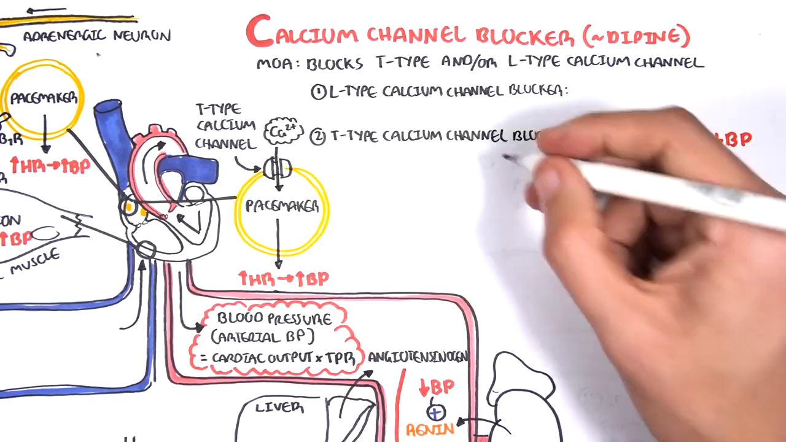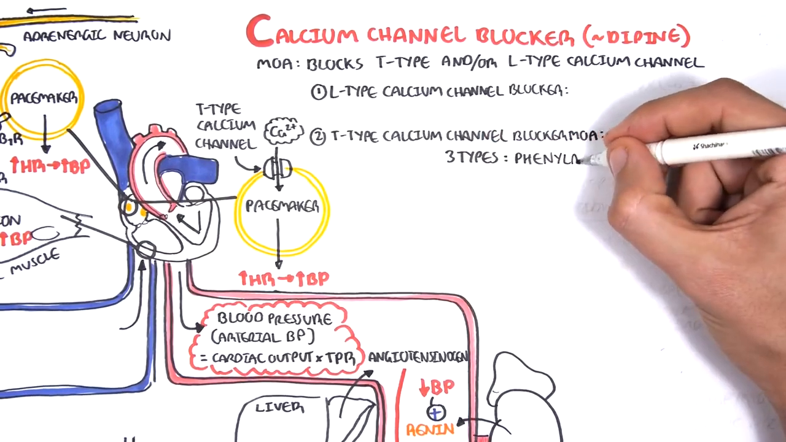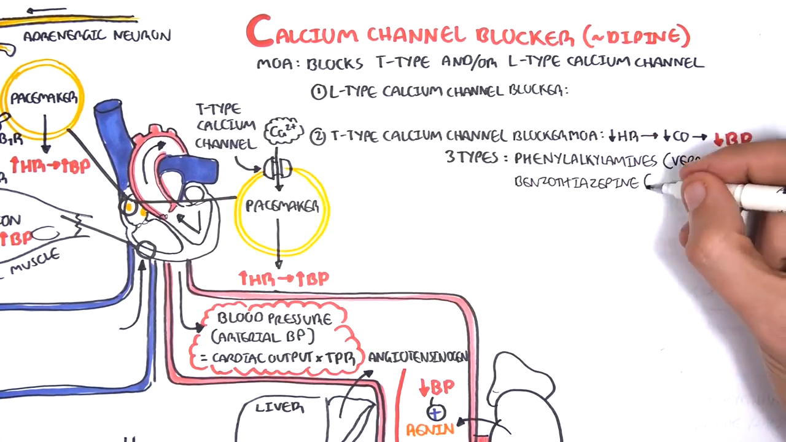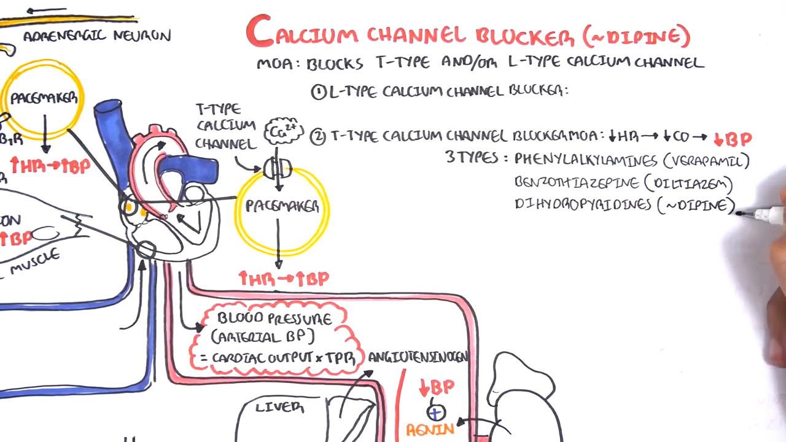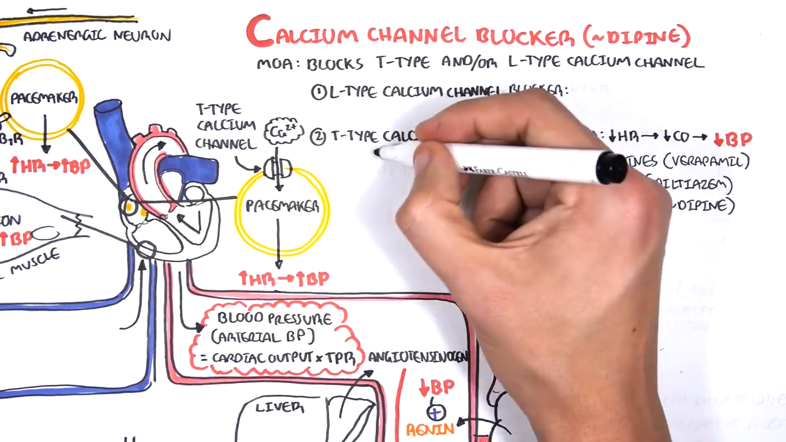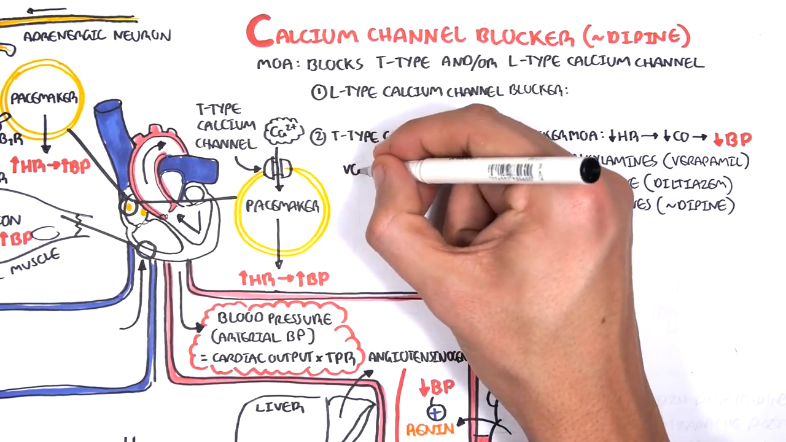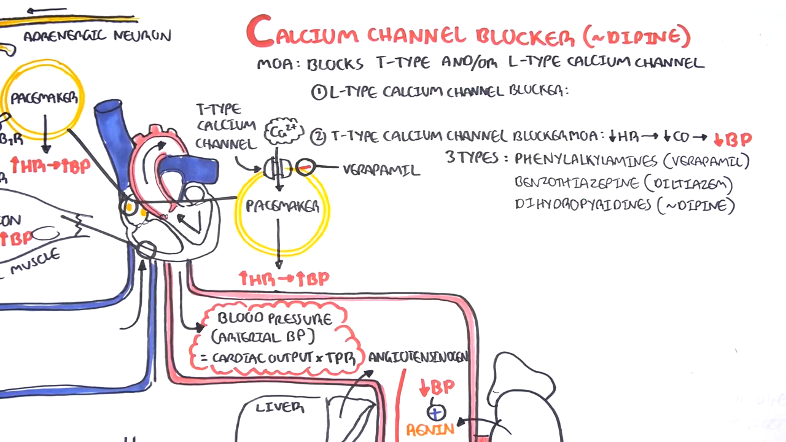This might get confusing, but there are three types of T-type calcium channel blockers. These are the phenylalkylamines, such as verapamil, the benzothiazepines, such as diltiazem, and the dihydropyridines, such as the ones that end in dapine. So they are all different, but to put it simply, they just work differently, and they also work on L-type calcium channels. But anyway, for example, here is verapamil, a common calcium channel blocker, which will block the T-type calcium channels of the pacemaker cells.